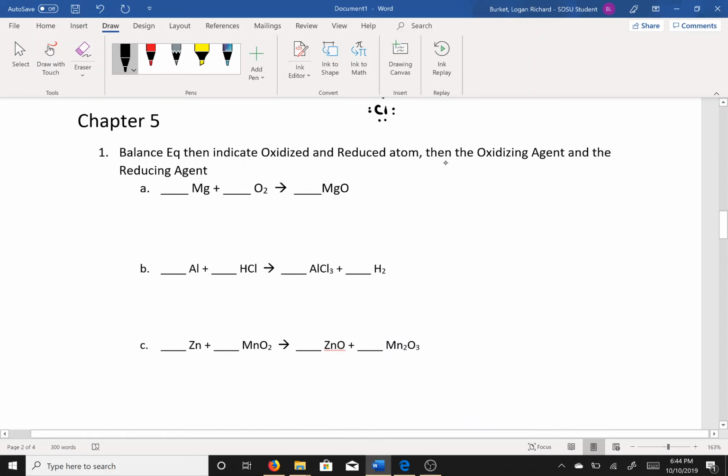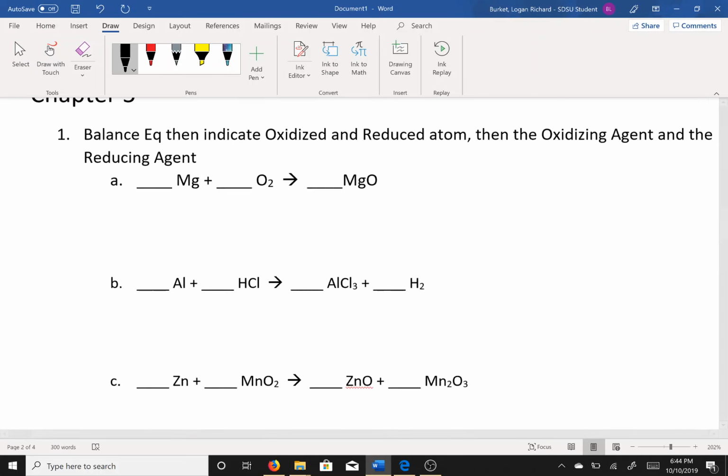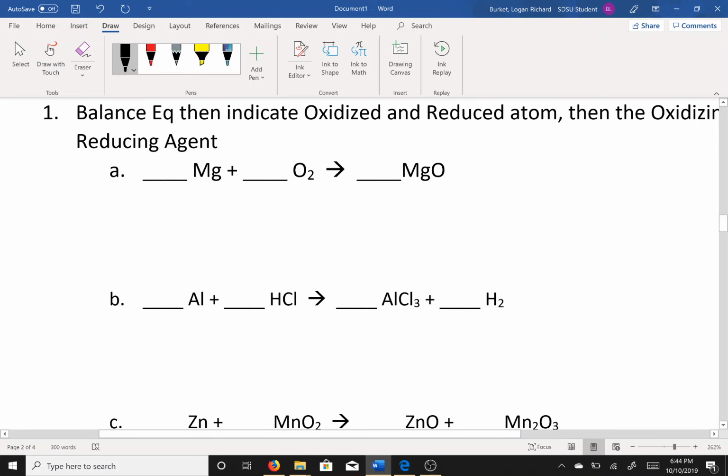Chapter 5. All right, cool. I really don't want to do this, but I will because this stuff sucks. So we're determining oxidation/redox reactions.